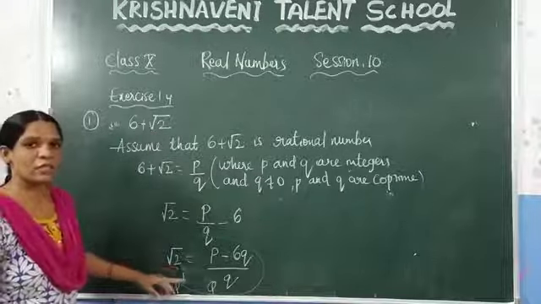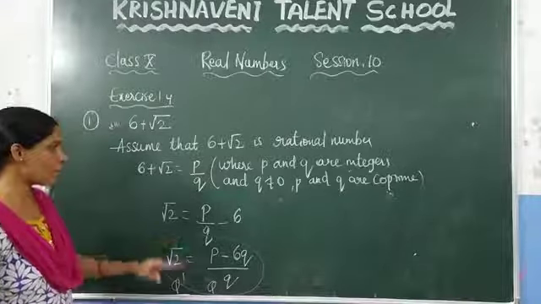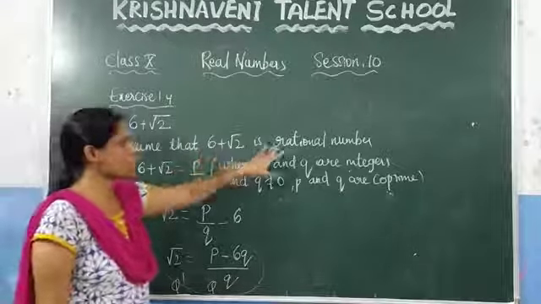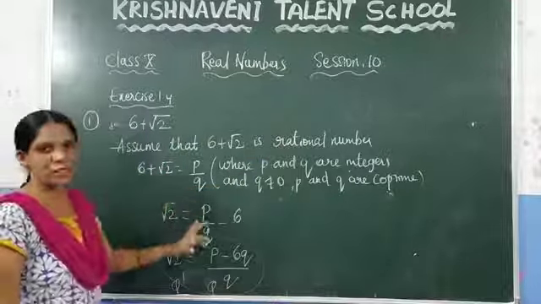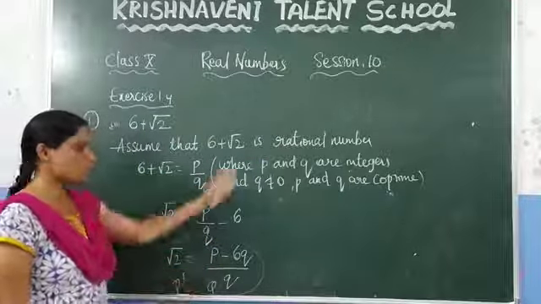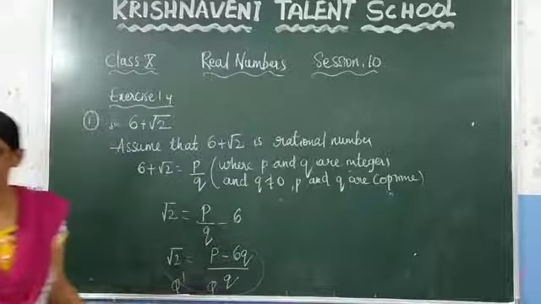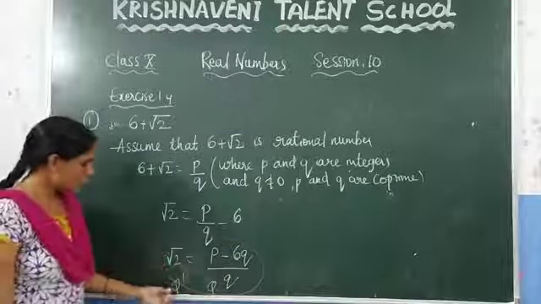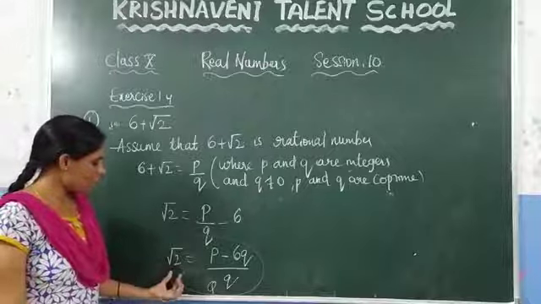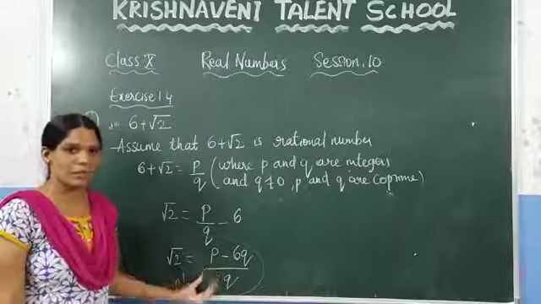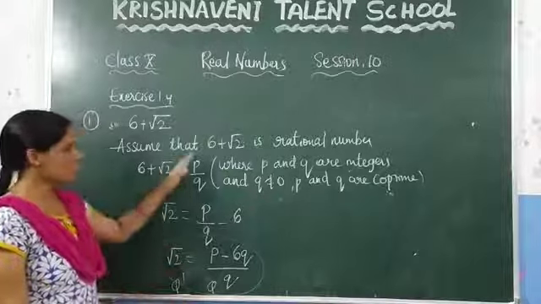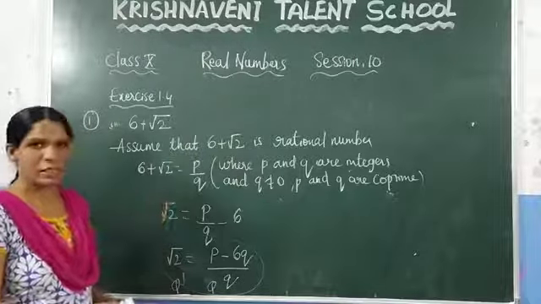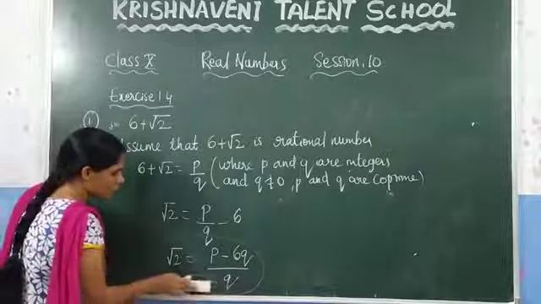Why did we get this one as a false statement? Because we have assumed that this 6 plus root 2 is a rational number. So we can say that 6 plus root 2 is an irrational number. This one you need to write in the form of a statement. So what did we get here? Rational number, irrational number is equal to rational number. But this is not possible. So this is the contradiction. So we can say that 6 plus root 2 is an irrational number. So write that one.